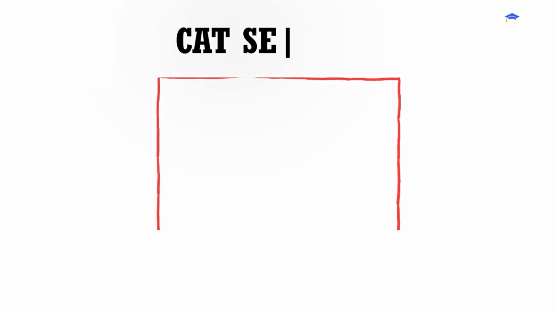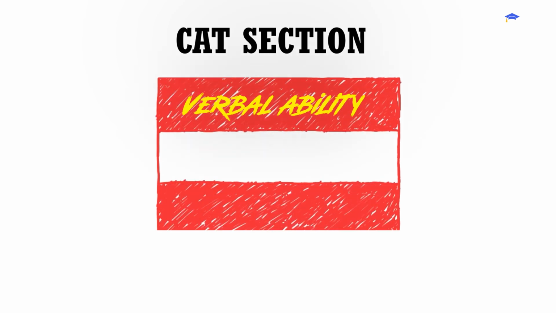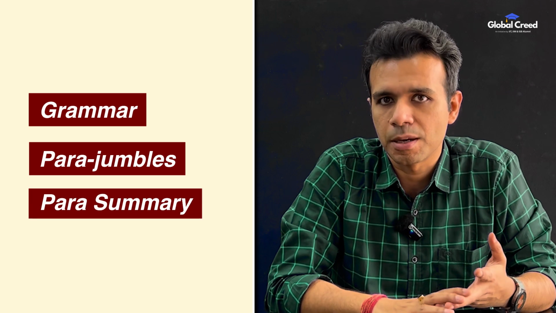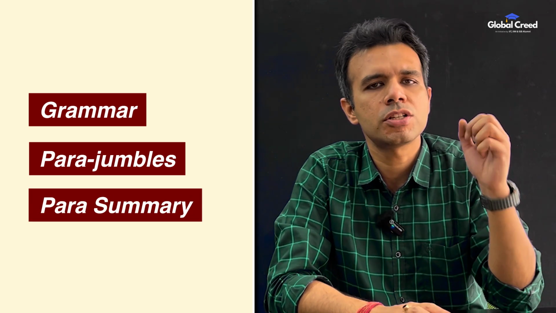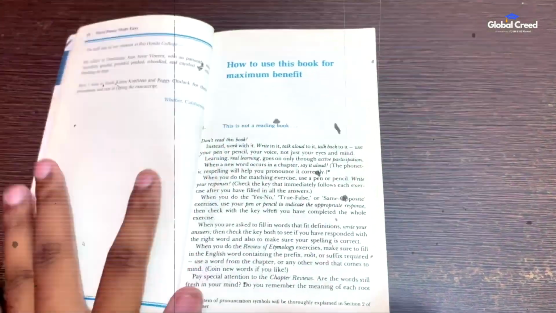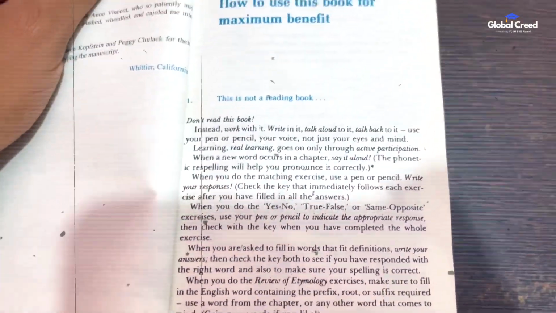CAT is divided in three sections: verbal ability, LRDI and quantitative aptitude. Let's start with the first section, verbal ability. Verbal ability asks you questions around grammar, para-jumbles, para-summary. Let's take the first one first, grammar. Grammar के लिए आपको start करना है Norman Lewis से. Norman Lewis is one of the best books when it comes to grammar or vocabulary.